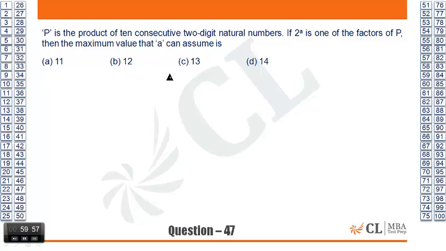P is the product of 10 consecutive 2-digit natural numbers. 2 raised to A is one of the factors. Maximum 2 can I put? 2 raised to what? So I need 2 raised to something. 64, it should be there. I think we'll come back. I think it's going to take time. 47 will take time, but I think it can be done.